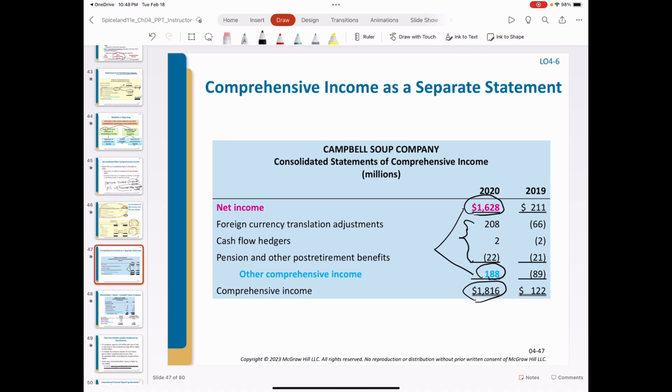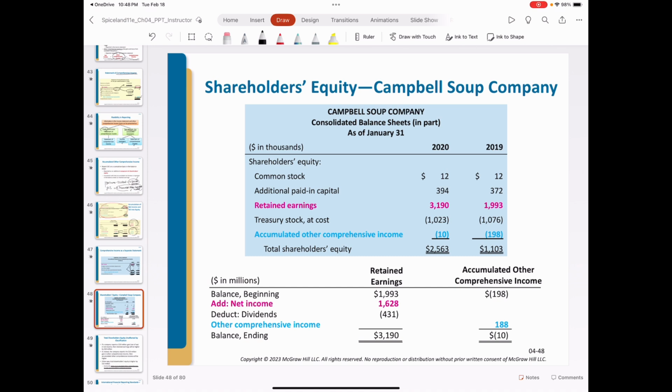Net income 1,628 million. Other comprehensive income 188. They have impact on the balance sheet here. The retained earnings increased by the difference of net income and dividends. Yeah, this company paid dividends of 431. So beginning balance 1,993, ending balance 3,190. Here is a change, which represents the earnings subtract dividends.